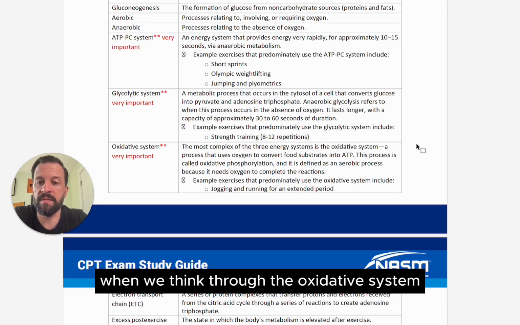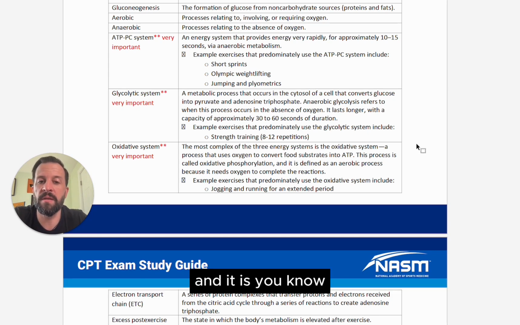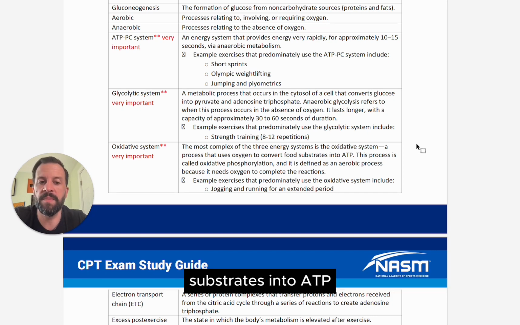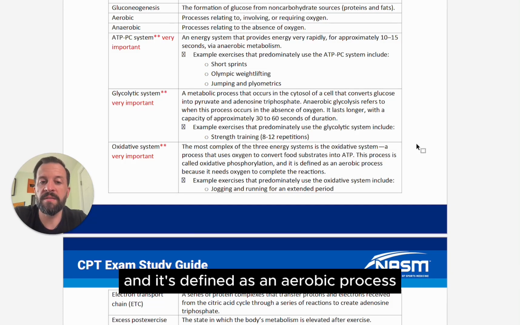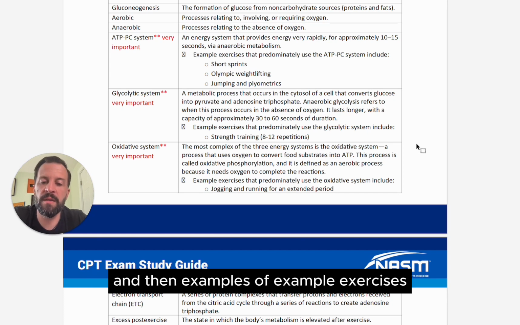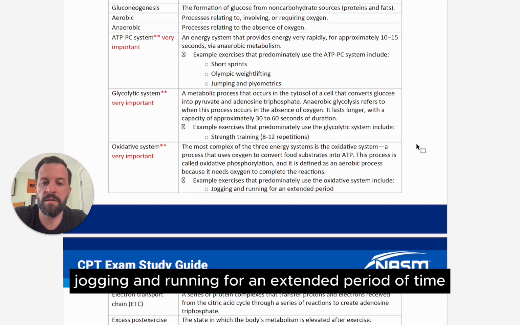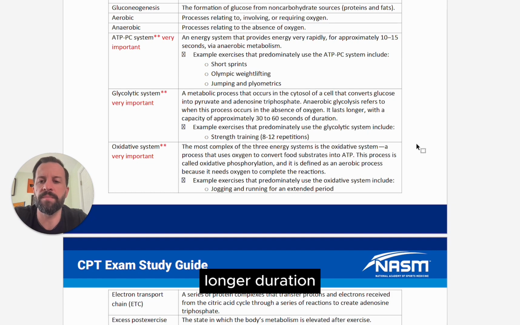When we think through the oxidative system, this is the most complex of the three energy systems, and it undergoes a process that uses oxygen to convert food substrates into ATP. This process is called oxidative phosphorylation, and it's defined as an aerobic process because it needs oxygen to complete the actions. Example exercises that predominantly use the oxidative system are longer: jogging and running for an extended period of time, biking, cycling, swimming, things that are more steady state, longer duration.